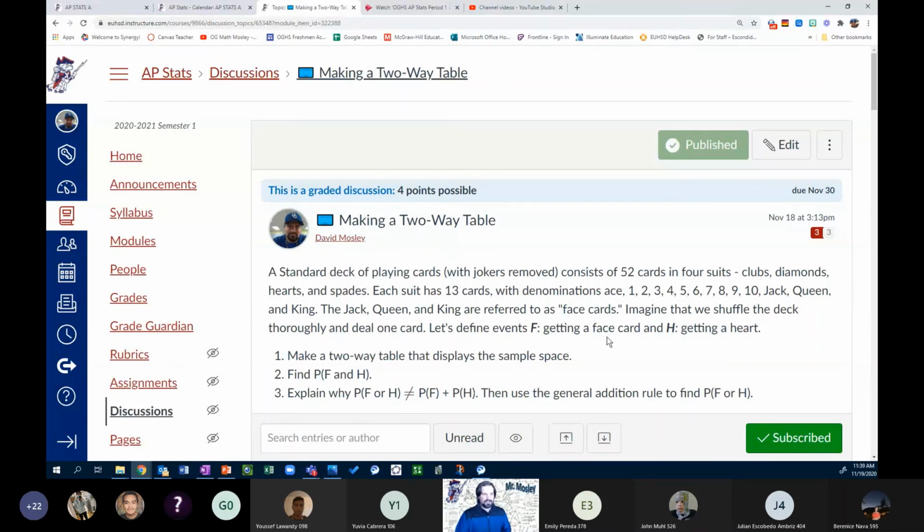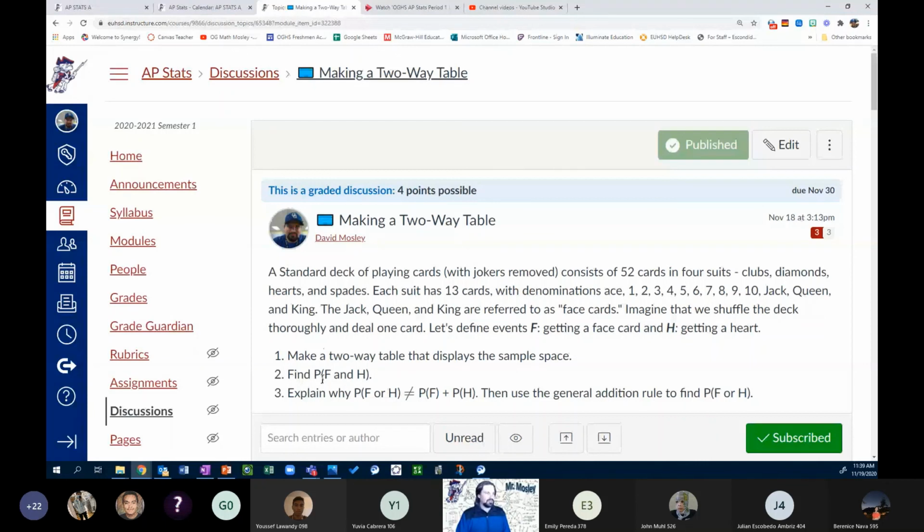F is getting a face card. H is getting a heart. So in your two-way table, you could have the top title be face card: you're getting a face card, yes or no. And the row titles be getting a heart, yes or no. And you fill in your totals accordingly. That would be for making the two-way table.